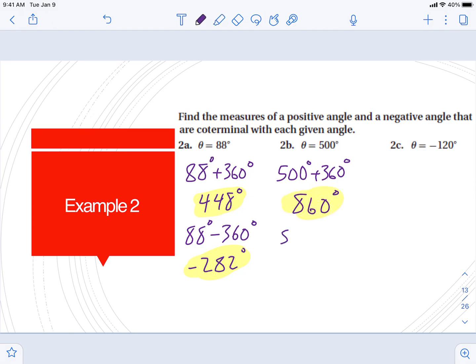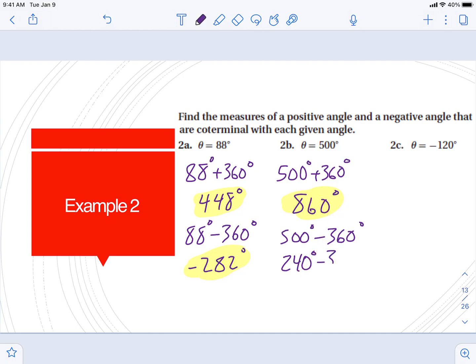So if I take 500, if I start there and I take off 360 degrees, so I wind it backwards 360, I am at positive 140. Right? That's still a positive coterminal angle. So I could have used this for my answer right here if I wanted to.